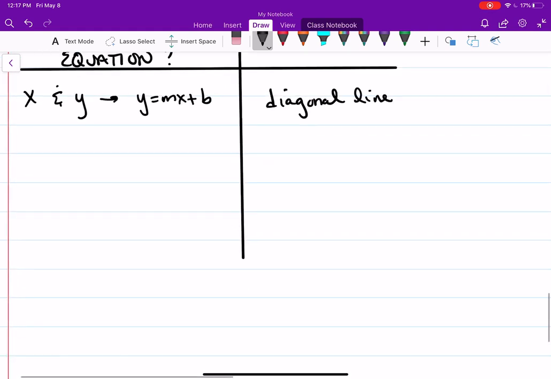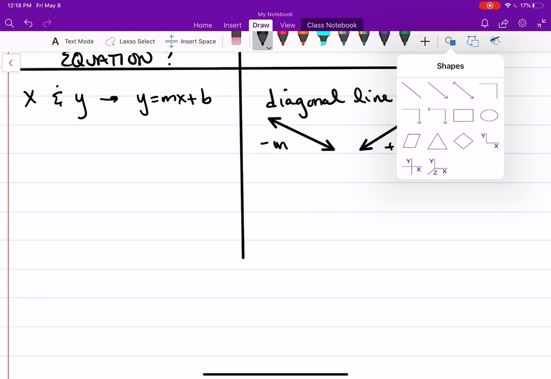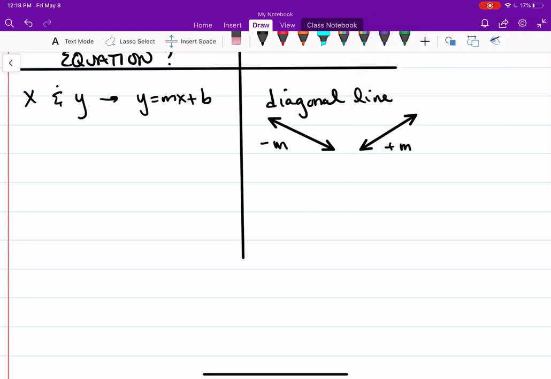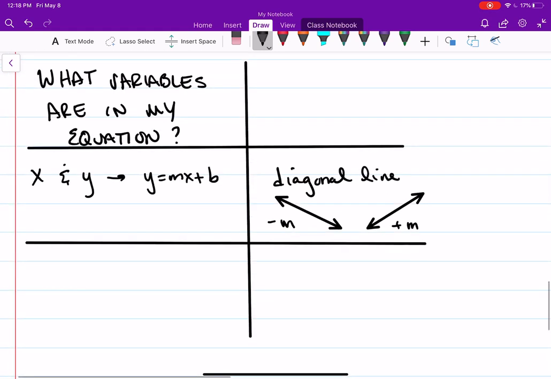And I know that if I go from left to right and it goes downward, then I know that this is a negative slope. However, if the diagonal line is going up, going from left to right, I know that this is going to be a positive slope. All right, so what variables are in my equation?